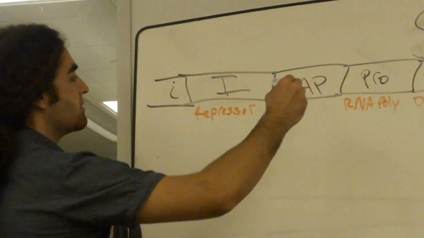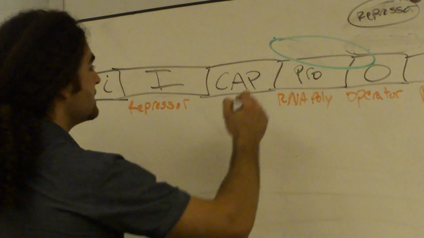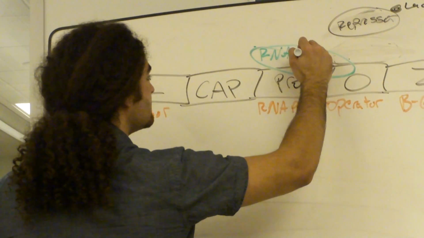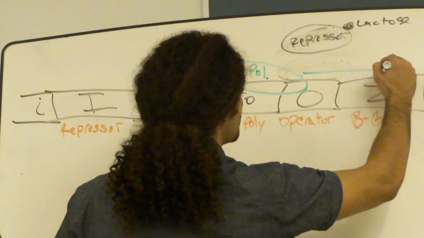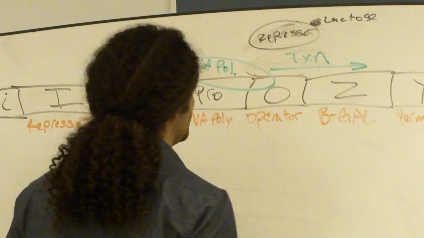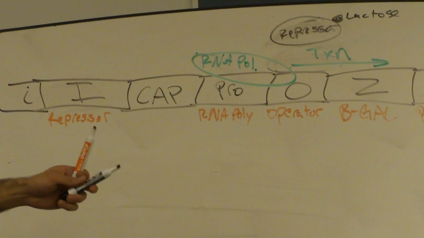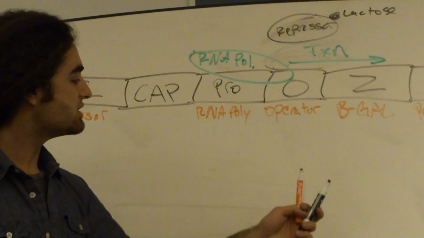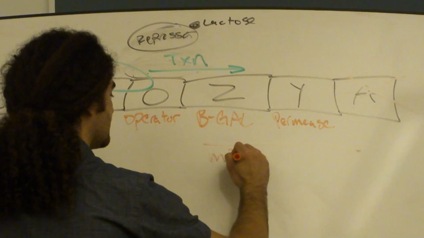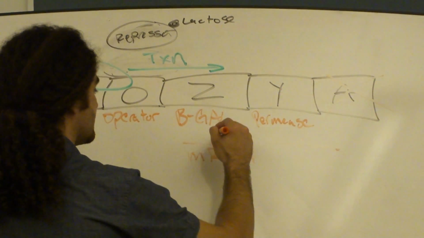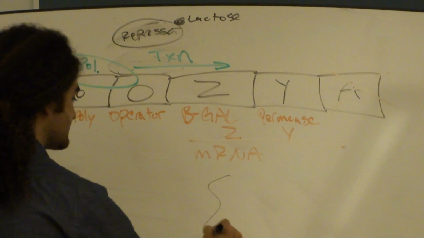So it starts on the promoter. Let's just draw something like that. So RNA polymerase binds and transcription starts. Okay? So whenever transcription starts, we get the downstream genes transcribed and then translated. So this will be our mRNA for beta gal and permease. And then we get our protein products. Like this.